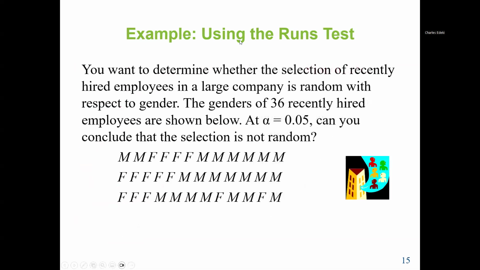Okay, let's see another example here using the runs test again. You want to determine whether the selection of recently hired employees in a large company is random with respect to gender.